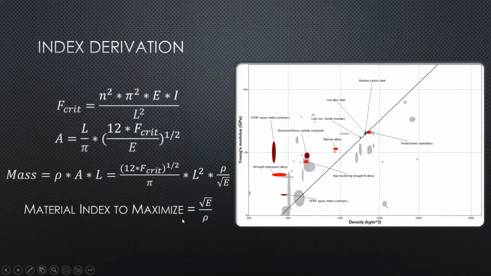Going through this material index derivation, we're going to use the equation for buckling using the critical force with N equals 1 because of those loading constraints. We then find the material index to be the square root of the Young's modulus over the density. Plotting this line on an Ashby diagram, we see that we have essentially the same materials remaining with a few additions, one of the composites being GFRP and two metals, titanium and cast iron.